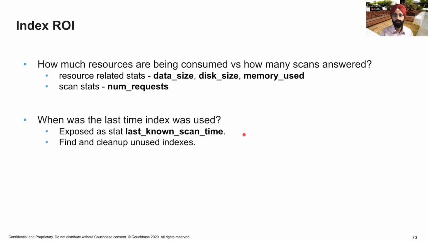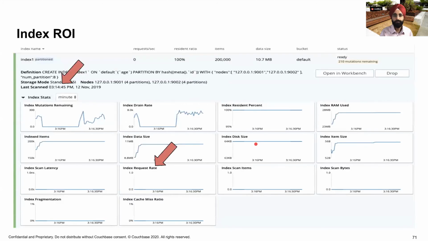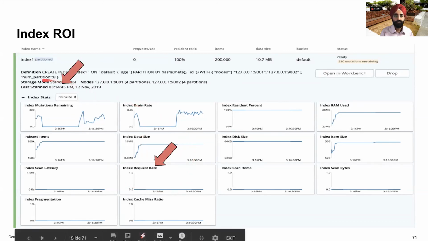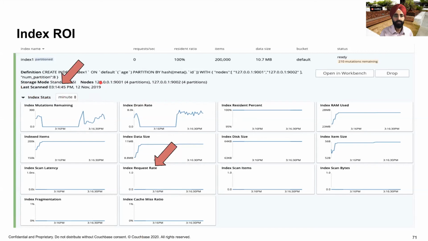There is another important stat which tells when was the last time an index was used. Over a period of time, there can be indexes which are no more being used and they just stay in the system. Using this stat, such indexes can be identified and cleaned up. Again, these stats, the index request rate and the last scanned, are on the admin console with each index. And also the resource related stats such as the data size, the disk size, and the memory used are available on the admin console as well.